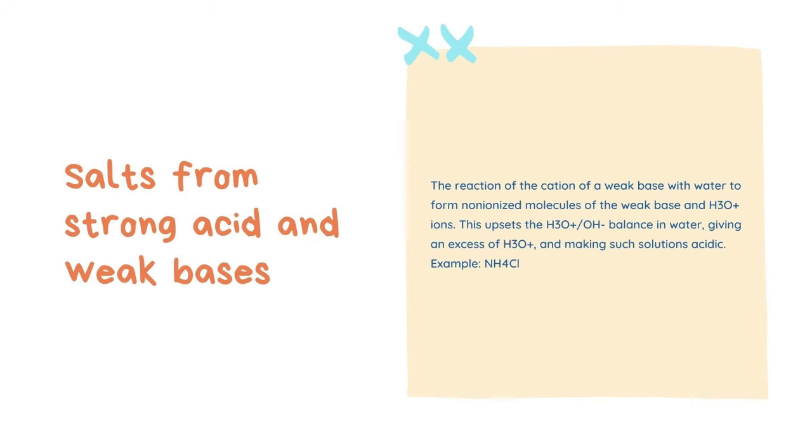And the third type of salt is salt from strong acid and weak bases. The cations of weak bases react with water to form non-ionized molecules of the weak base and H3O+ ions. This upsets the H3O+ and OH- balance in water, giving an excess of H3O+ and making the solution acidic. And an example of salt from strong acid and weak bases is ammonium chloride.